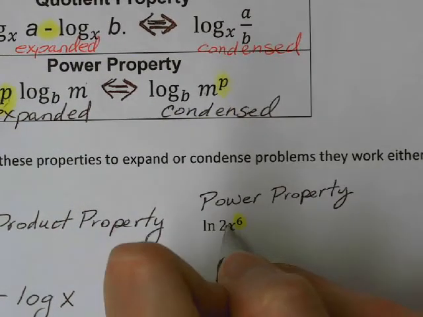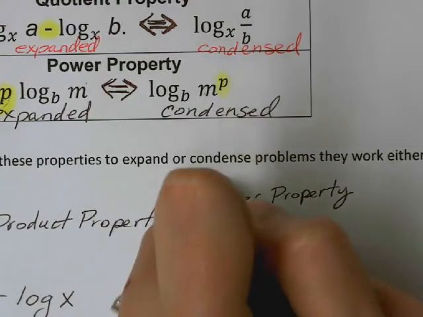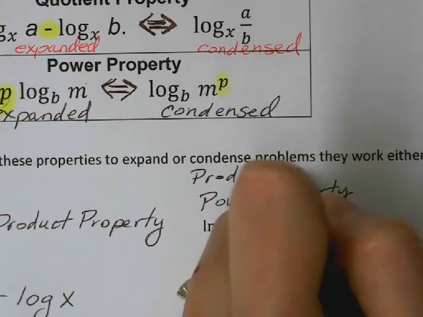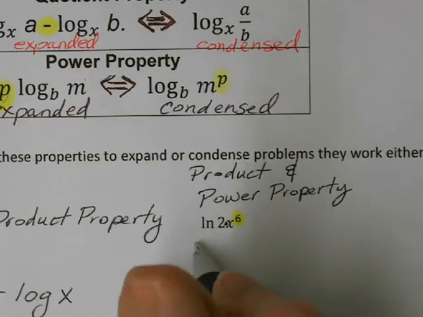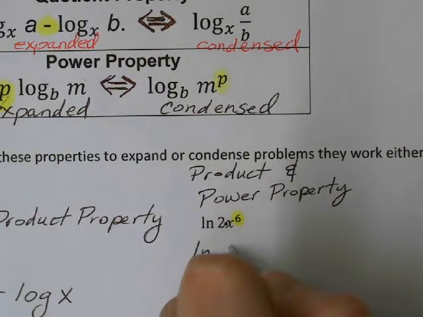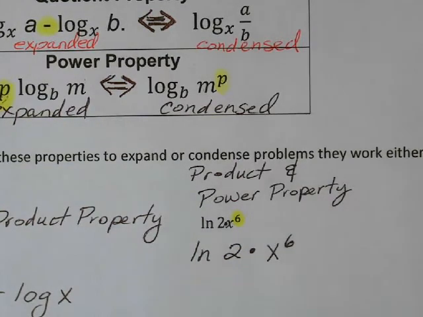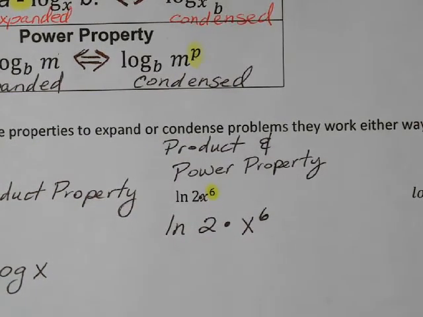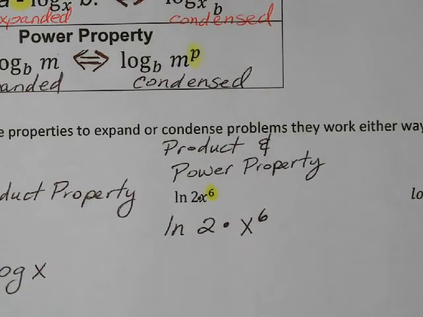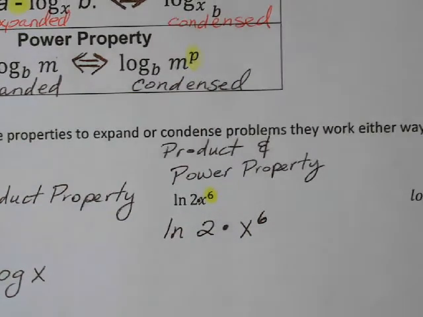Yeah, this 2 here, isn't that 2 times x to the 6th? So I think it's a product also. Product property. Product and power property. There's both going on. So I'm going to write ln, natural log, of 2 times x to the 6th. And it's important to notice that the 6th power was just on the x. It wasn't 2 to the 6th power. It's just x. If they wanted the whole thing to the 6th power, they would have had parentheses around it.